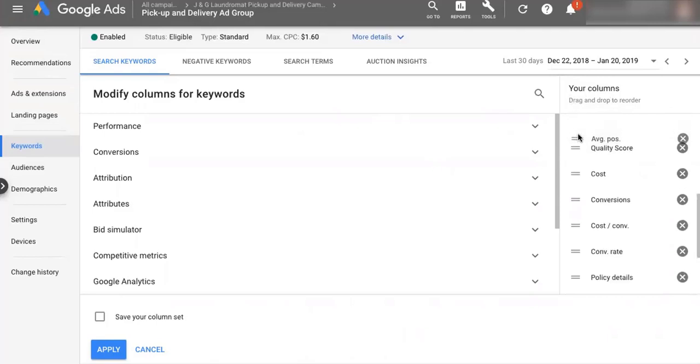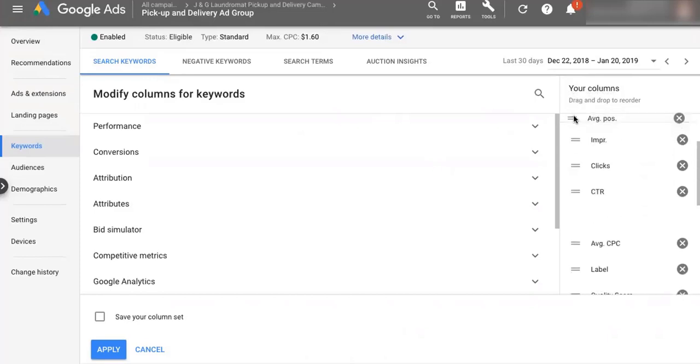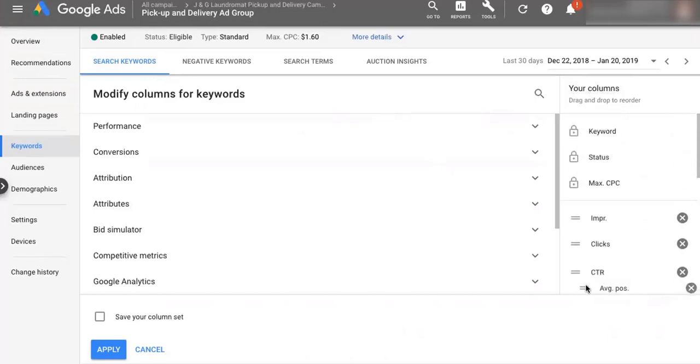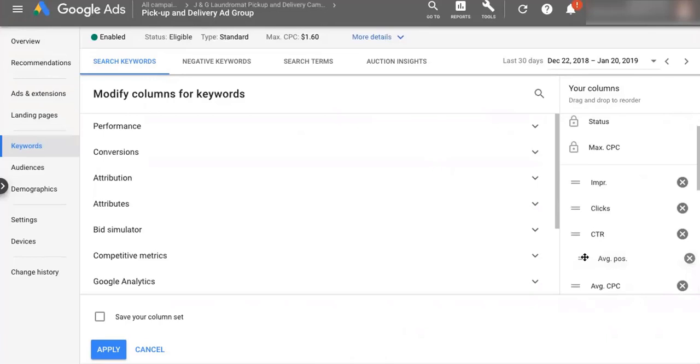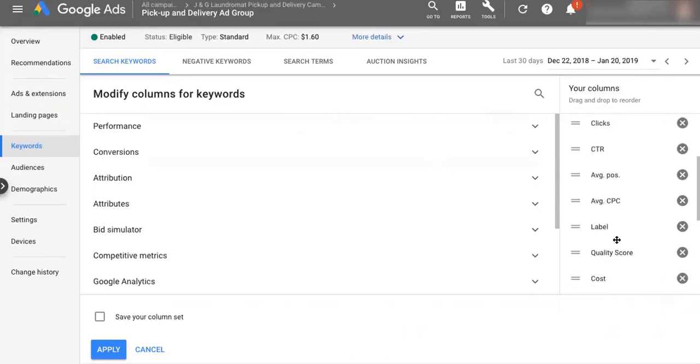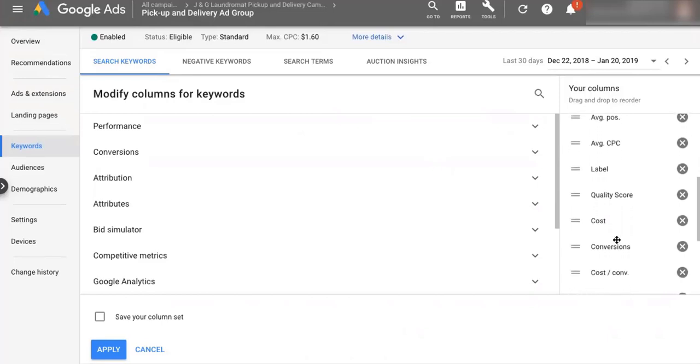Down a bit. There you go. It will start moving up. Put it down a little bit into the box, and it will scroll up. There you go. Right under CTR. CTR, right? And then your average position depends on your average CPC, so that makes sense. Yeah, so impressions, clicks, CTR, average position, average CPC.